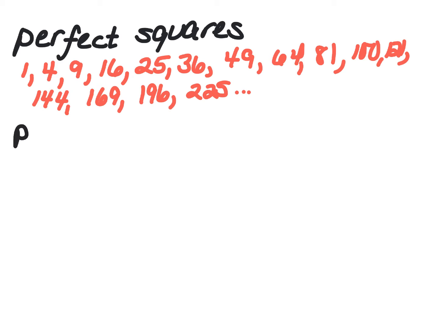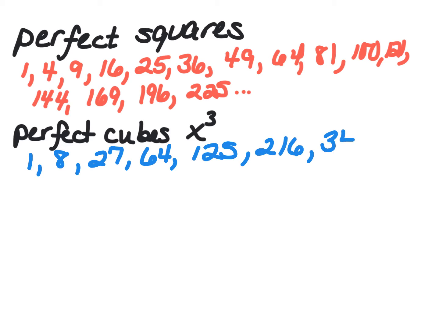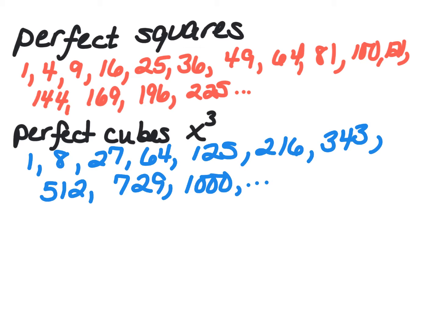It's also going to be helpful to know some of your perfect cubes. So this comes from raising something to the third power. So my perfect cube list would be 1 cubed is 1, 2 cubed 8, 3 cubed 27, 4 cubed 64, 5 cubed 125, 6 cubed is 216, 7 cubed 343, 8 cubed would be 512, 9 cubed is 729, 10 cubed is 1,000, and of course they keep going. You do enough of them and you memorize this basic list. You can probably tell I mainly have those ones memorized.